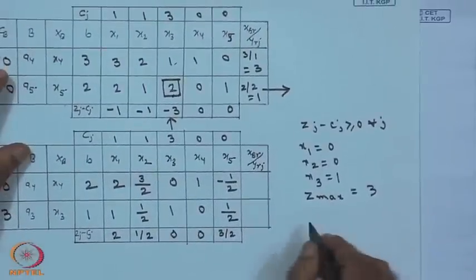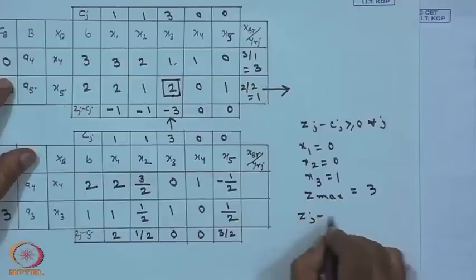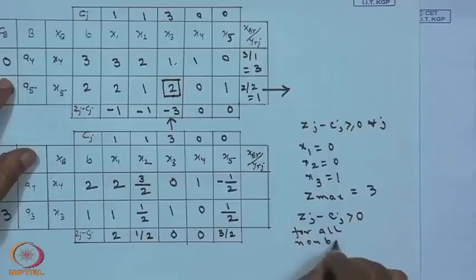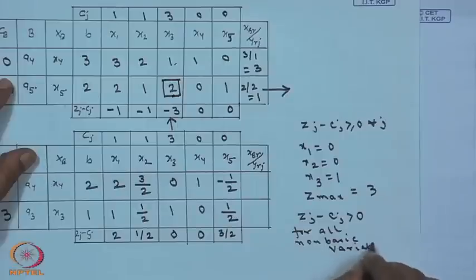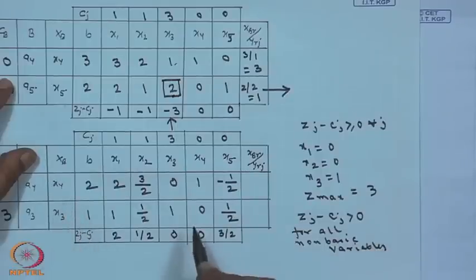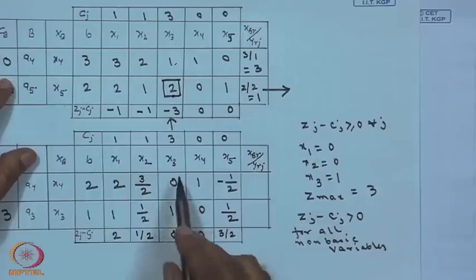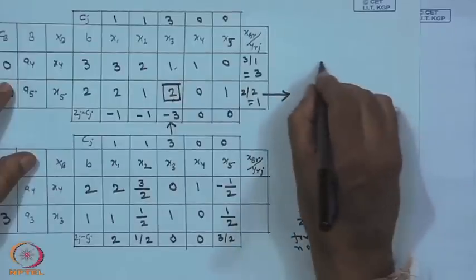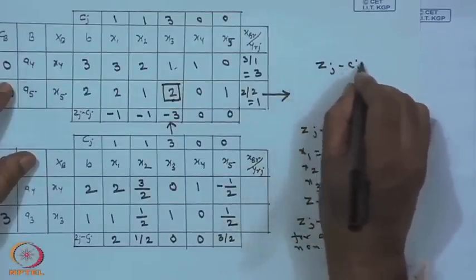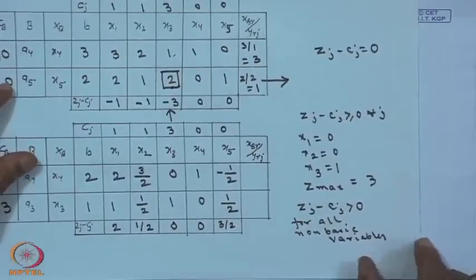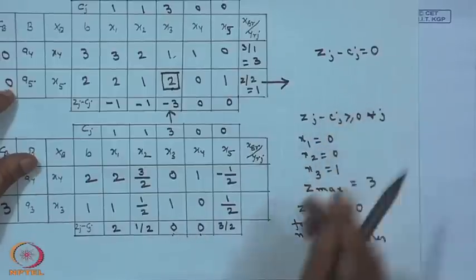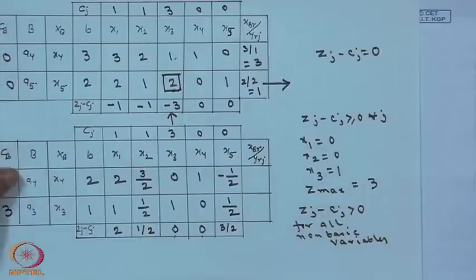Now, please note one thing, the optimal solution is unique in this case, because z j minus c j is greater than 0 for all non-basic variables. Non-basic variables means the other ones, that is x 1 and x 2. Here x 3 and x 4 are basic variables. Since for non-basic variables z j minus c j is greater than 0, and z j minus c j equals 0 corresponding to x 3 and x 4, that is, for basic variables. Therefore, the solution is unique in this case.